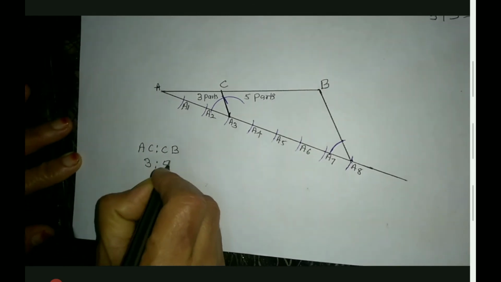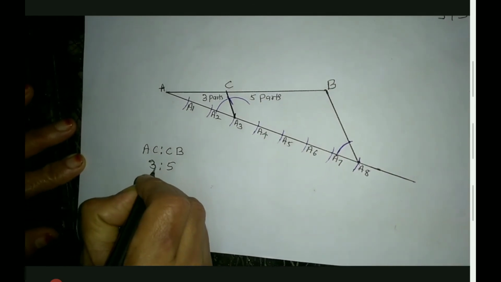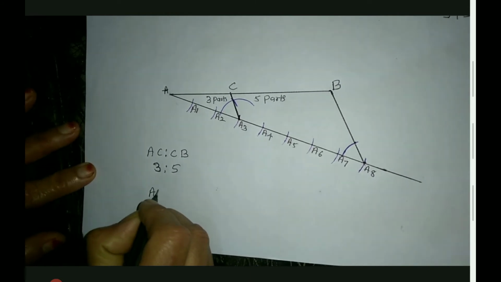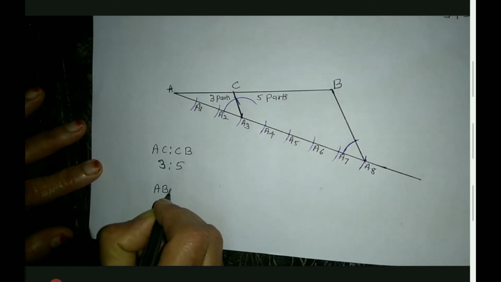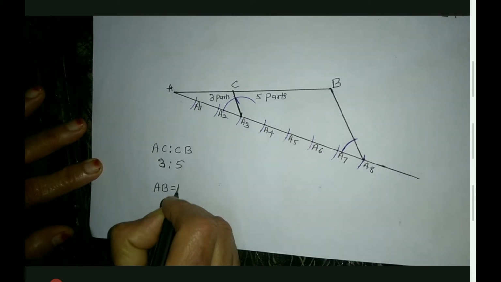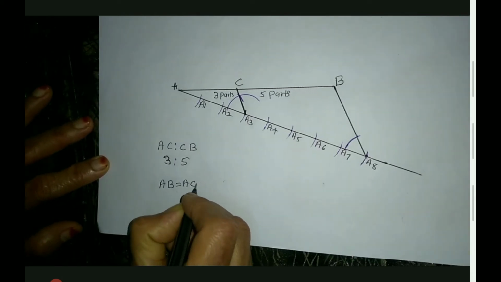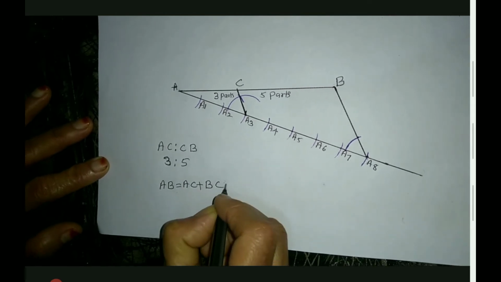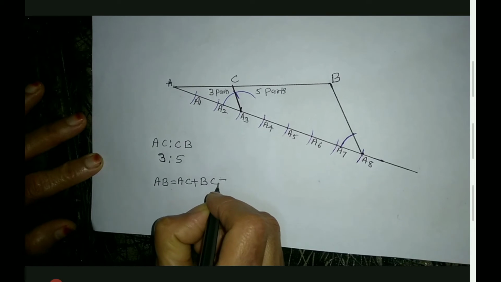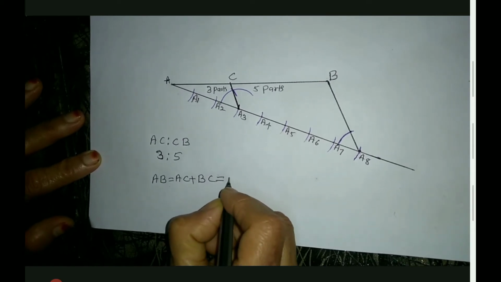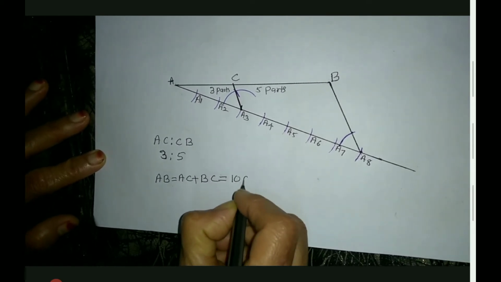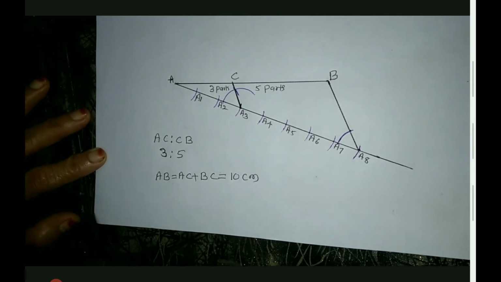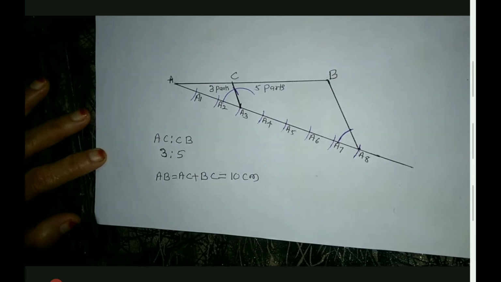And also you know that AB is the sum of AC and CB. That is, AB is equal to AC plus CB. Measure AC, you will get 3.75 and CB you will get 6.25. By finding their sum, you will get 10 centimeter. AC plus BC is equal to 10 centimeter. In this way, you got the parts in the ratio 3:5.